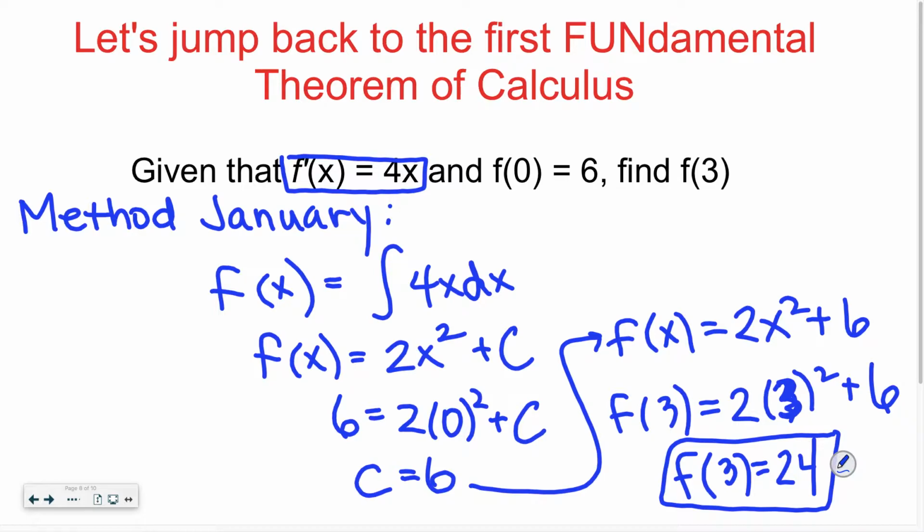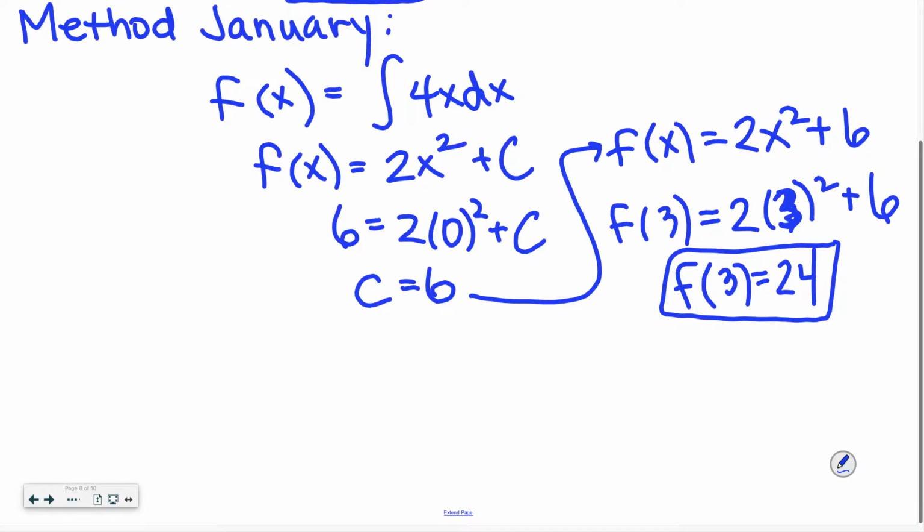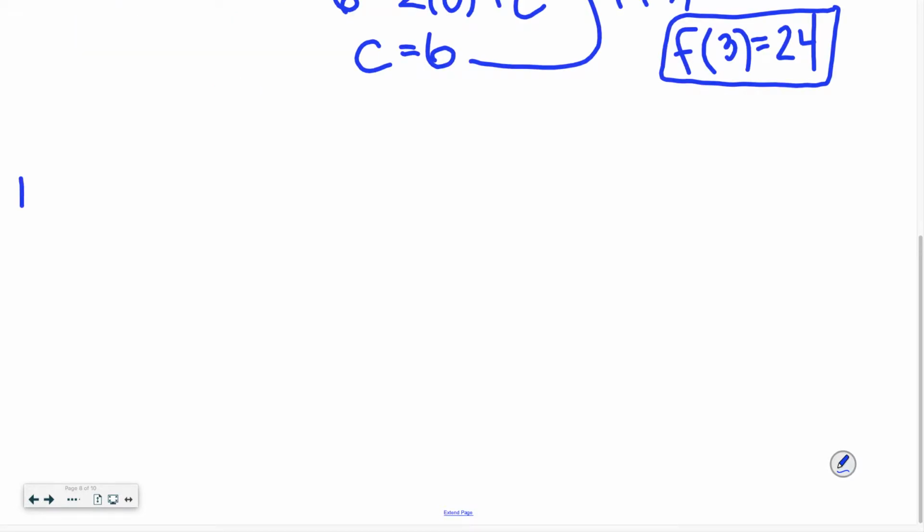Now, we know the fundamental theorem of calculus. Let me show you an alternate way of going through this. Before I do, are there any questions or clarifications that need to be made about this? So now, I'll call it Method February.